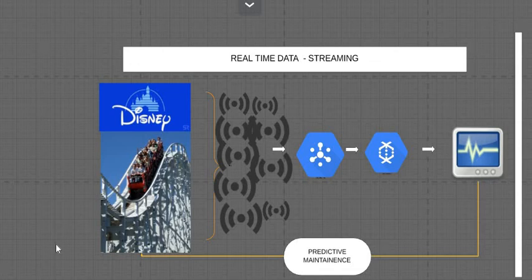Hi, welcome back. We will be discussing the differences between streaming load and batch load in this discussion.